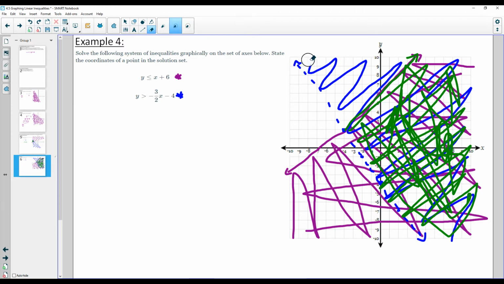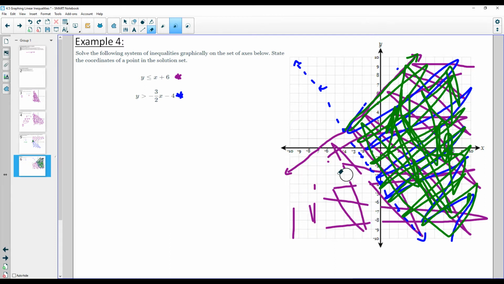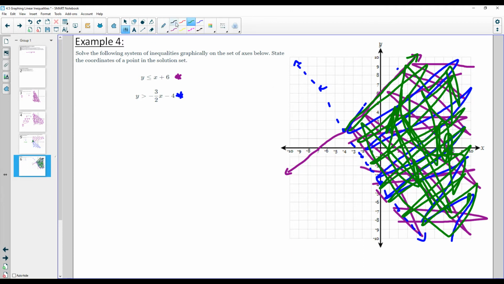If it helps, you can erase the unnecessary stuff, right? Except you probably want to keep your lines. So there we go. There's your true answer. Here's all the overlap. And again, if it just wants you to pick a point in here, looks like (2, 0) is a point in there. You could literally pick any point, right? So I don't know, (2, 0) is a good point in there. And that is going to wrap up 4.5.